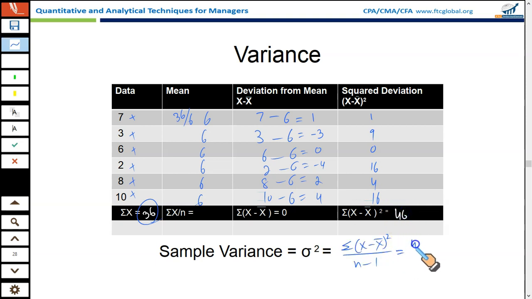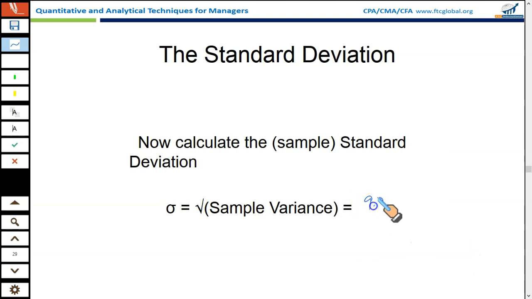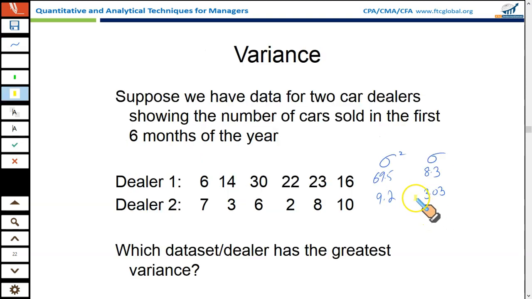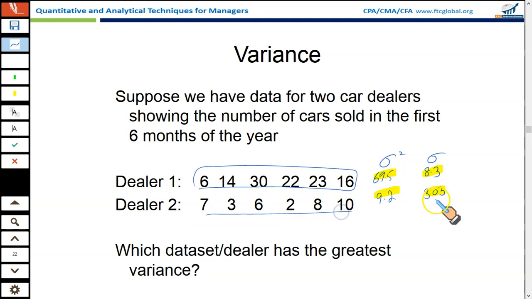So for variance, we divide 46 by n minus 1, that is 6 minus 1, 5. So 46 upon 5, we get 9.2. And standard deviation would be the square root of the variance. If you calculate it, it's going to be 3.03. So this is the variance and standard deviation of dealer 1 and dealer 2. Clearly, this tells us that this data has more spread. It is widely scattered, distributed, but this one is tightly knit because it has a lower variance or standard deviation.